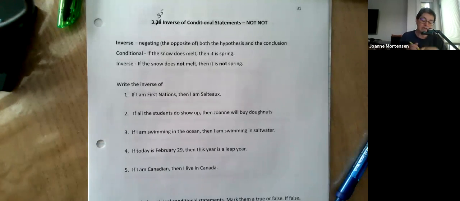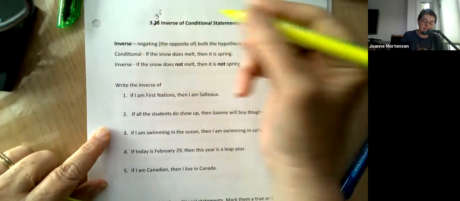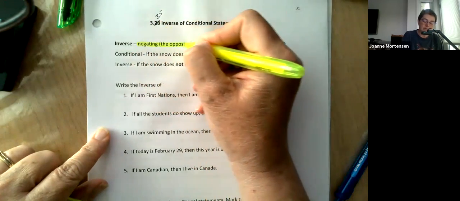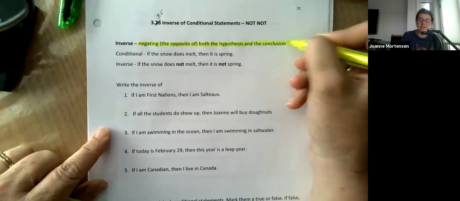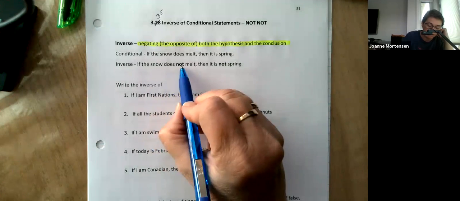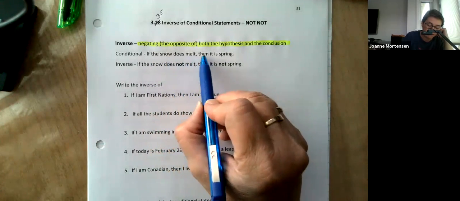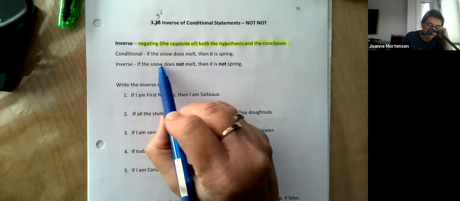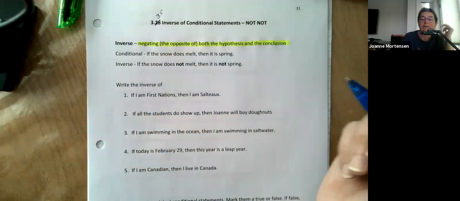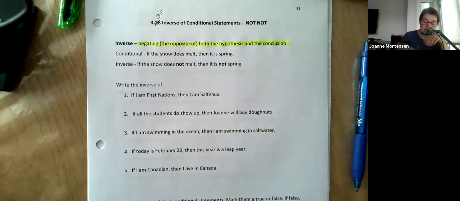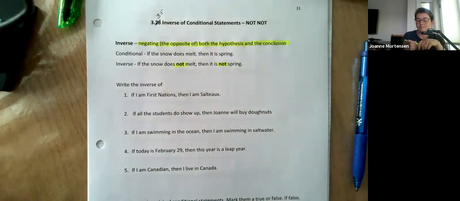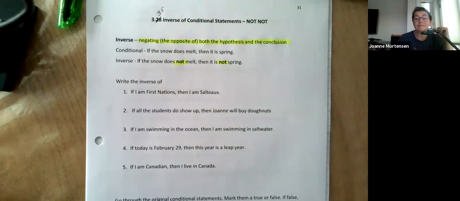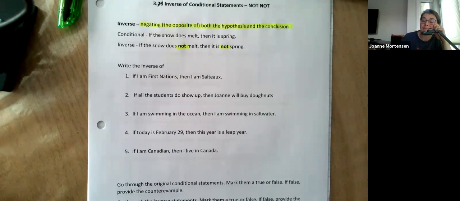So the inverse is negating or making the opposite of both the hypothesis and the conclusion, which sounds really complicated until you look at the example. And it just means you put the word not. So if the snow does melt, then it is spring. If the snow does not melt, then it is not spring. Ta-da! All you do is add the word not. And I want you to try the first one. Don't overthink this.